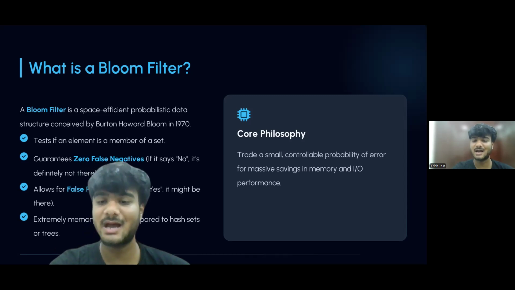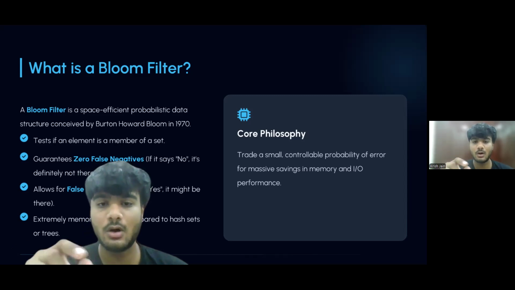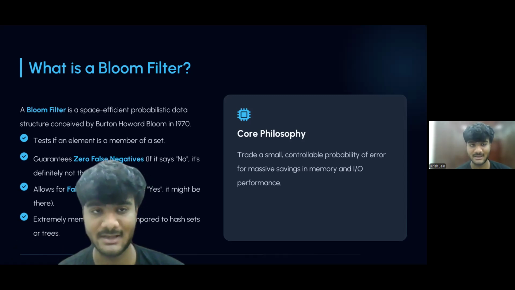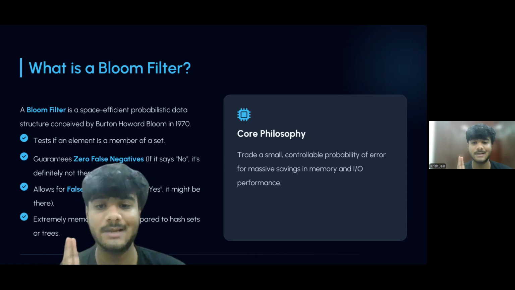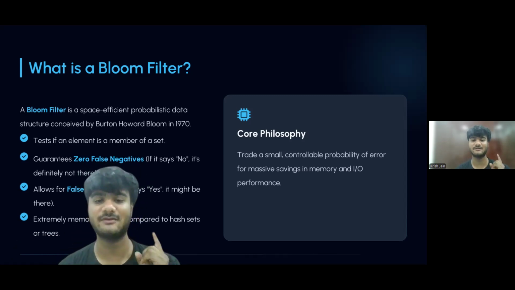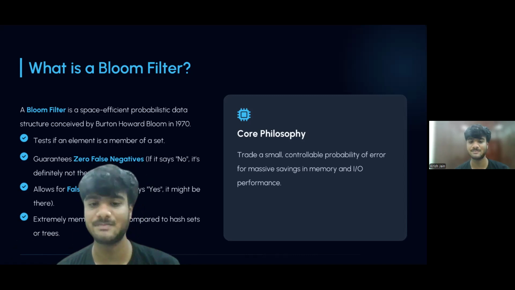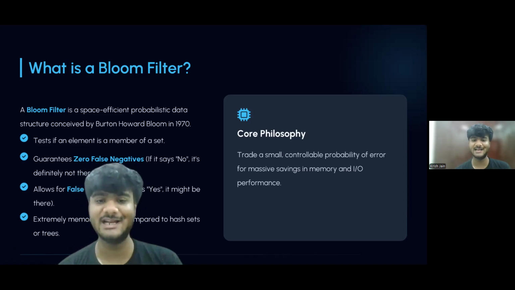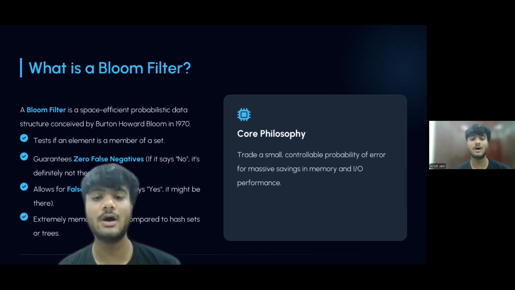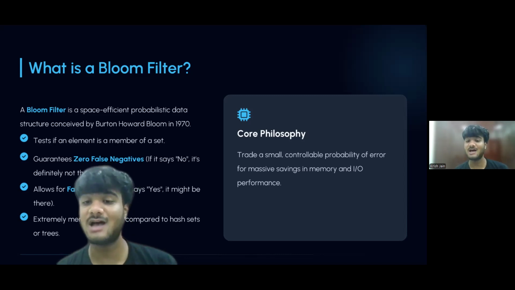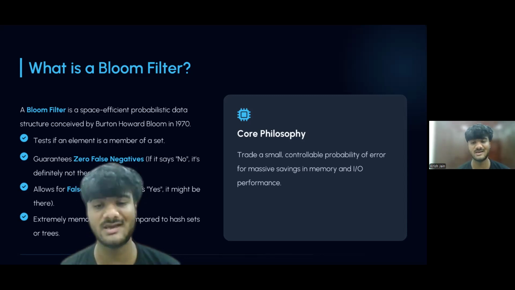The main philosophy behind the Bloom filter is to trade a small and controllable probability of error for massive savings in memory and input and output performance. Basically, there are two important properties of a Bloom filter. The first is zero false negatives. If the Bloom filter says no, then the element is definitely not present. False positives are possible. If it says yes, the element might be present or it might not. So Bloom filters are fast and memory efficient, but not 100% accurate in positive cases.